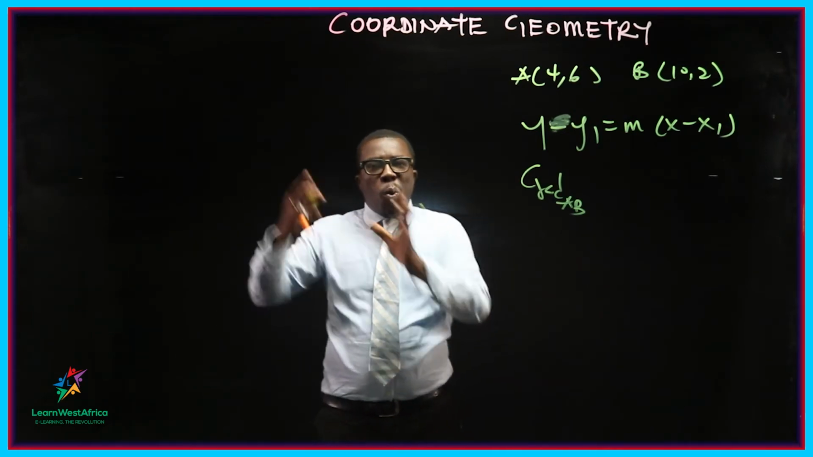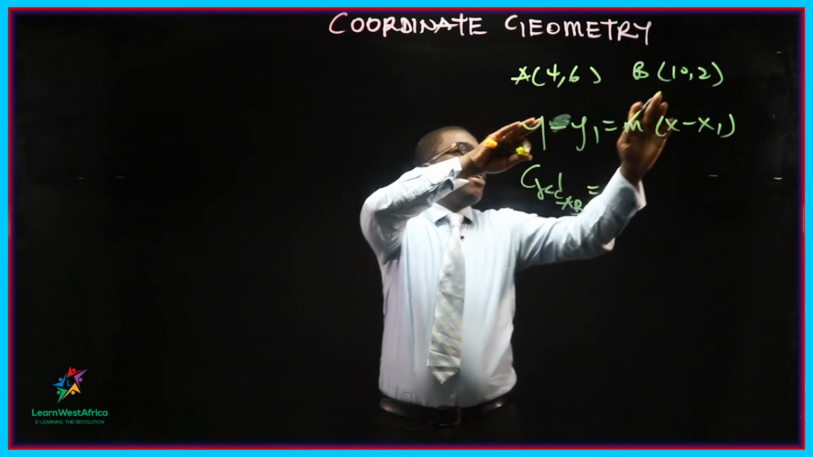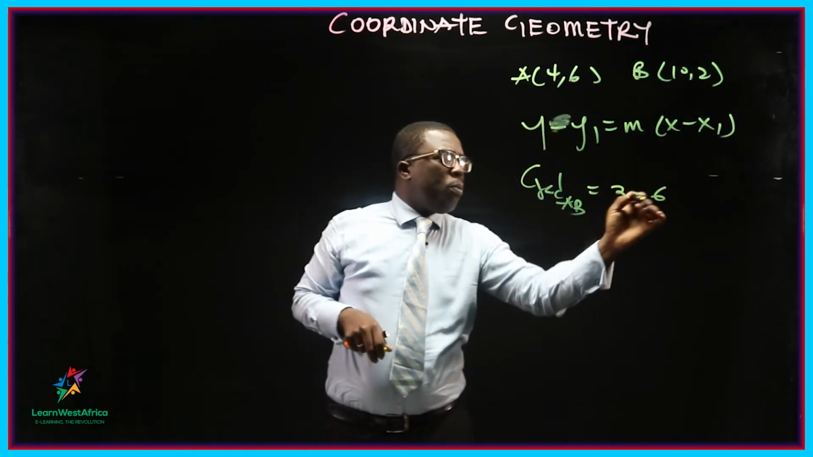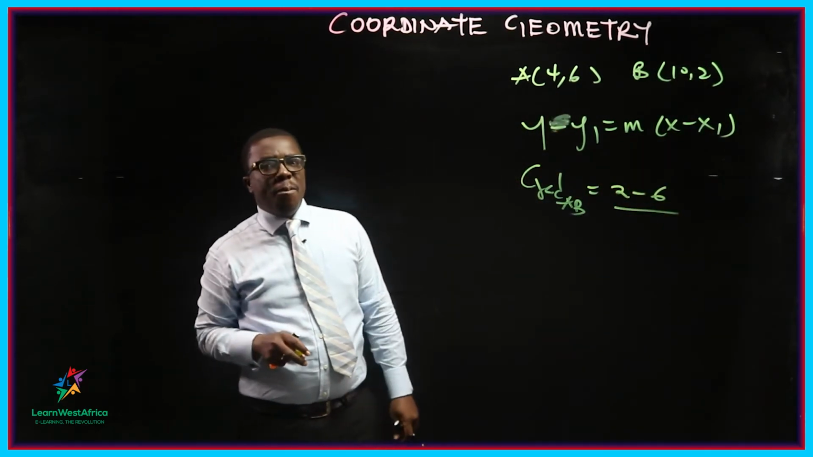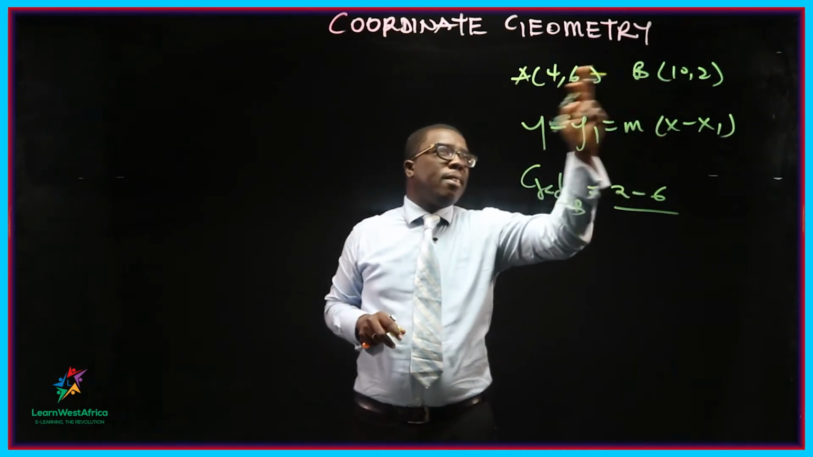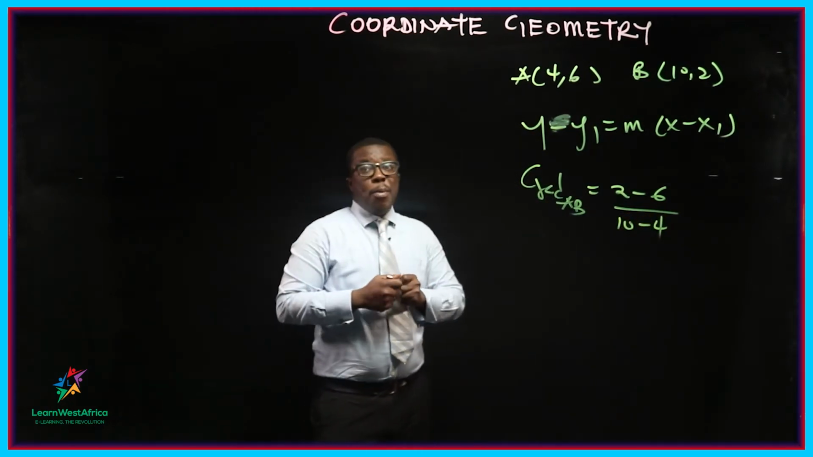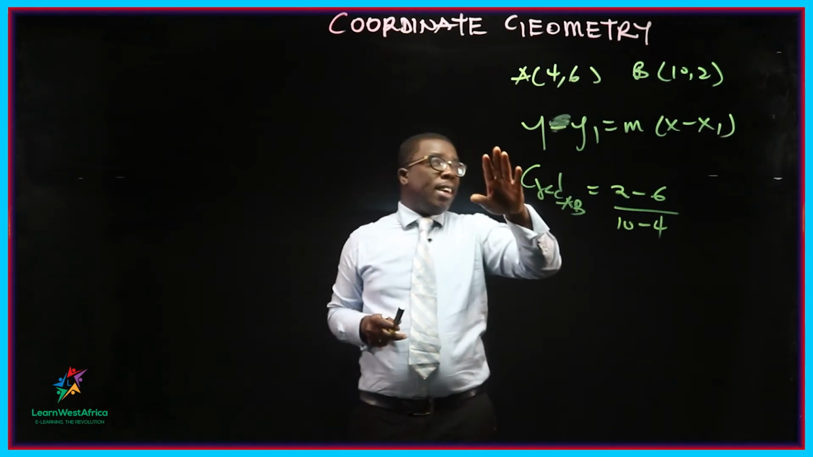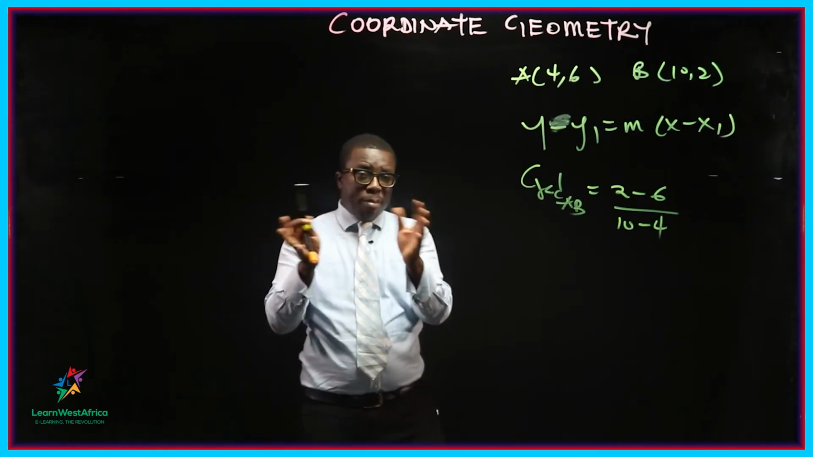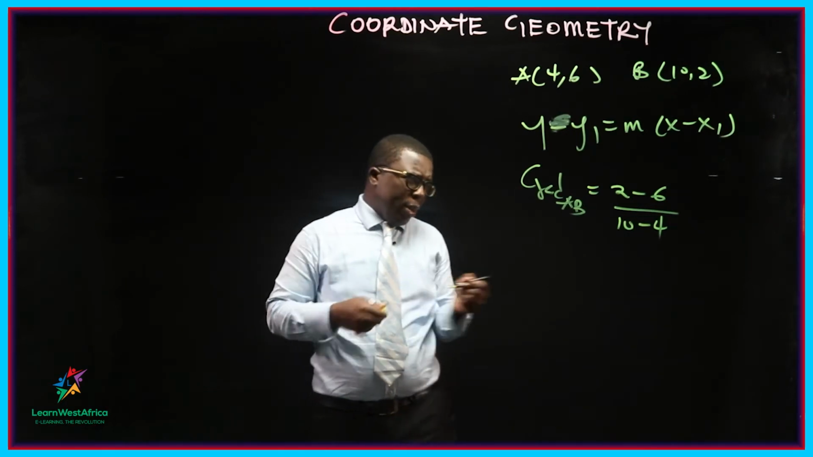So we know the gradient is y2 minus y1 all over x2 minus x1. It's pretty simple. All right, so for AB, y2 minus y1 would be 2 minus 6. Are we all clear with that? All over x2 minus x1, so 10 minus 4. Now remember, you could go either way. It could be 6 minus 2 all over 4 minus 10. Whichever form you choose to represent as your A and your B, it should be easier for you to work that out.